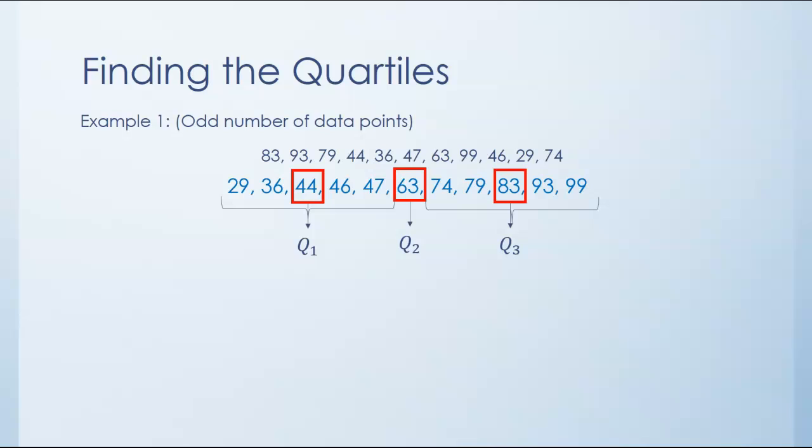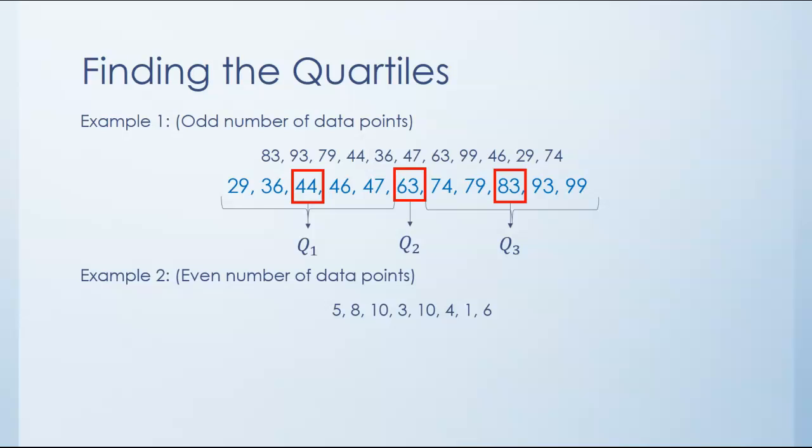So we have our Q1, which is 44. That's 25%. Our Q2, which is 63, our median, which is 50% of the data. And then our Q3, which is 83, and that's 75% of our data. And remember, 25% of your data lies below Q1, 50% of your data lies below Q2, and 75% of your data lies below Q3, in this case 83. There we go.